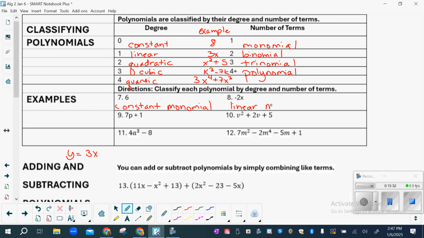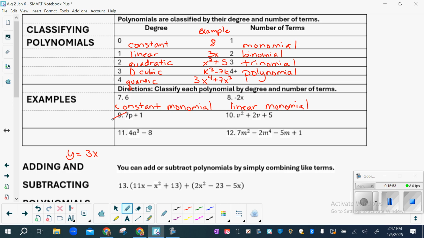Why is it a monomial? One term. Okay. That 2 in the front has nothing to do with it. That's just called a coefficient. But again, every class I've had at least one person say that. So number 9, let's skip that one.